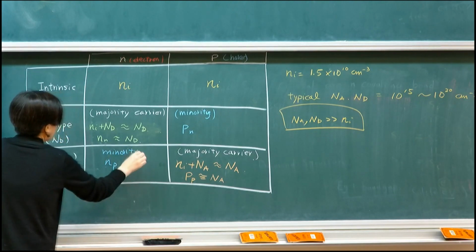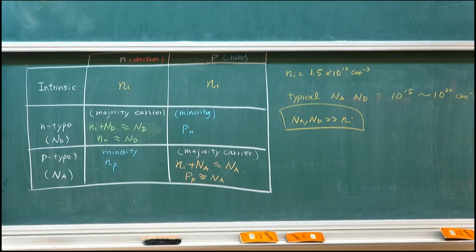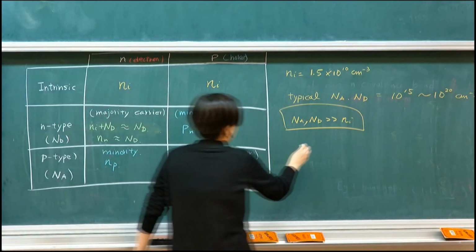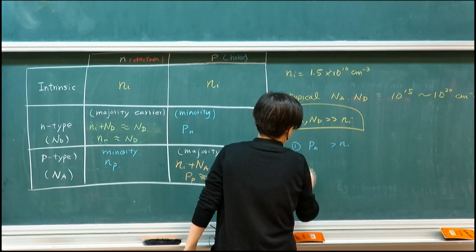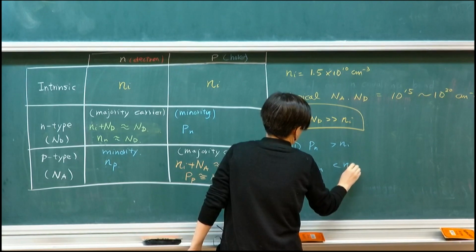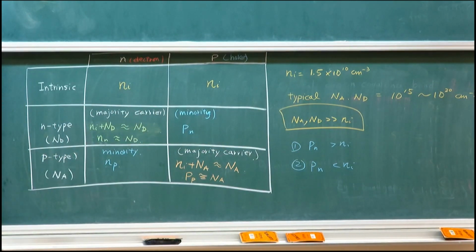So how does one find out the minority carrier density? What do you think? You think the minority carrier density will be higher? Minority is definitely less. But what do you think, will it be higher than Ni or lower than Ni? What do you think? Let me ask you this. Np will be larger than Ni. This is choice 1, this is choice 2. Which one? Pick 1 or 2. Only one can be true.